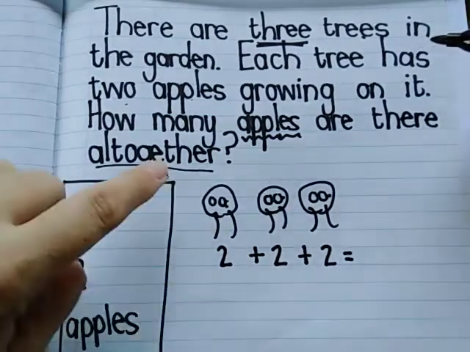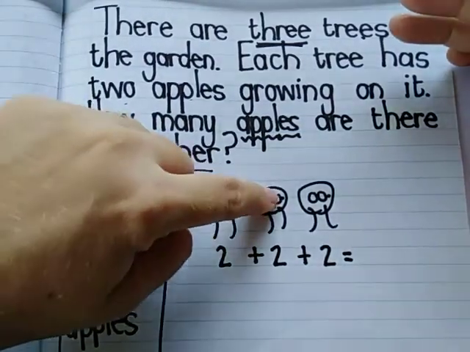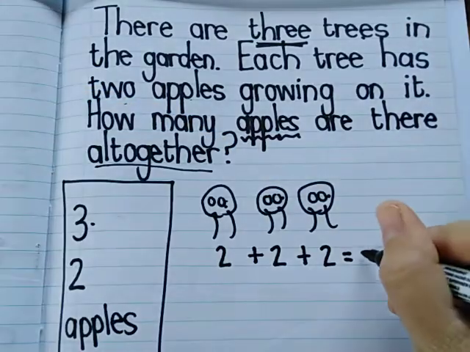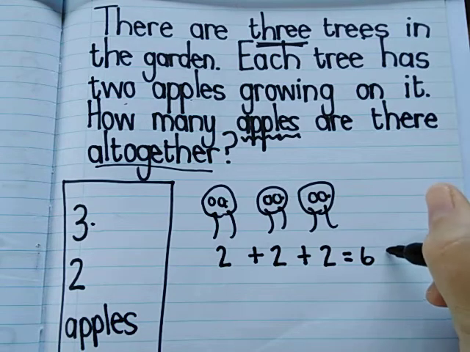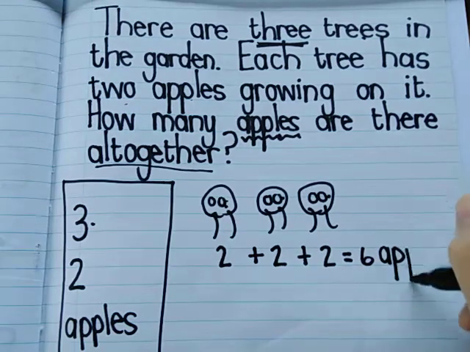And now it's easy. I can just go count in 2s. 2, 4, 6. So my answer is 6. But remember, it is not finished until I write the word apples.